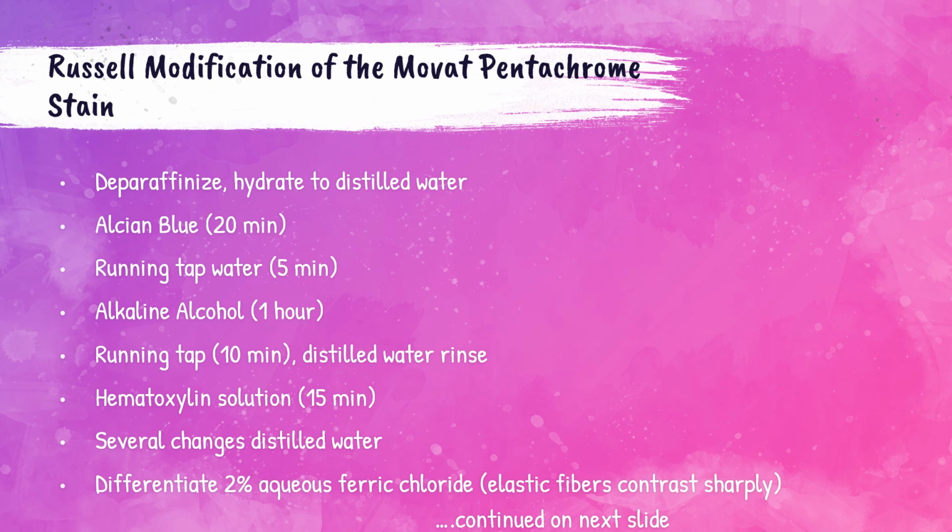After this distilled water rinse is completed, it should be stained in hematoxylin solution for 15 minutes, and then followed by rinsing with several changes of distilled water. Then the tissue should be differentiated with 2% aqueous ferric chloride. This should be differentiated until the elastic fibers contrast sharply with the background under the microscope. We're going to continue this on the next slide here.